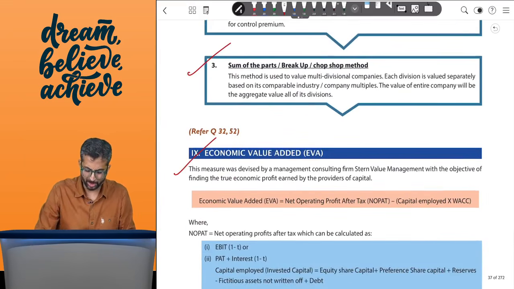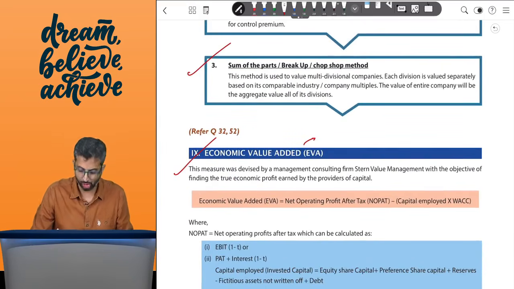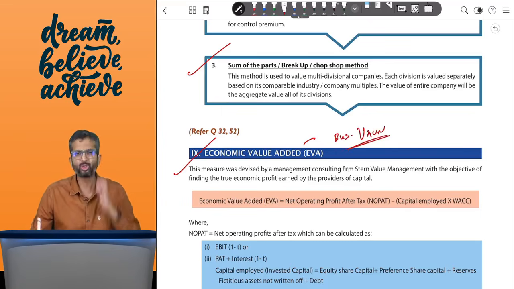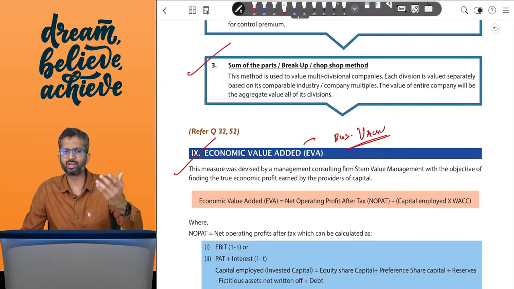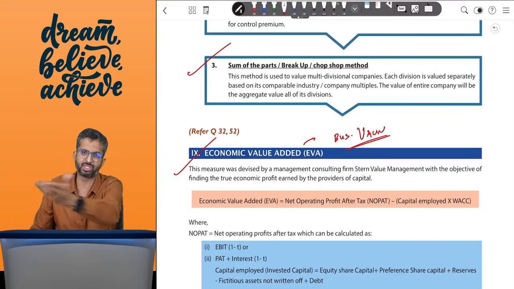Then there is a concept of economic value added. Now, to be honest, this is a concept that has come at multiple places. It has come in the mergers and acquisitions chapters, and a lot of the literature is also there in the business valuation chapter. Now, when you are revising it, you can either revise it along with business valuation, or you can revise it along with mergers. In the exam, it does not really matter which chapter it pertains to.